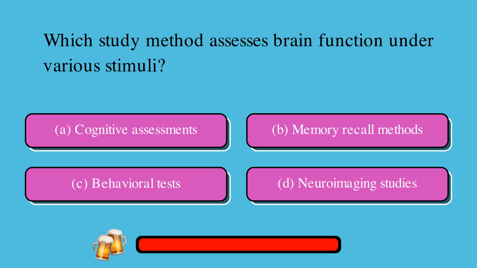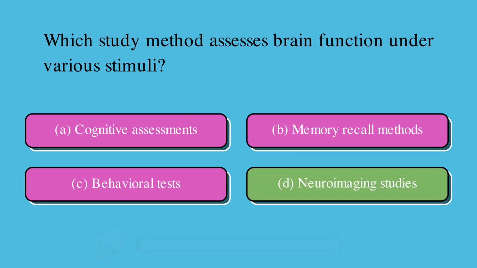Which study method assesses brain function under various stimuli? A. Cognitive assessments, or B. Memory recall methods, or C. Behavioral tests, or D. Neuroimaging studies. The correct answer is D. Neuroimaging studies.